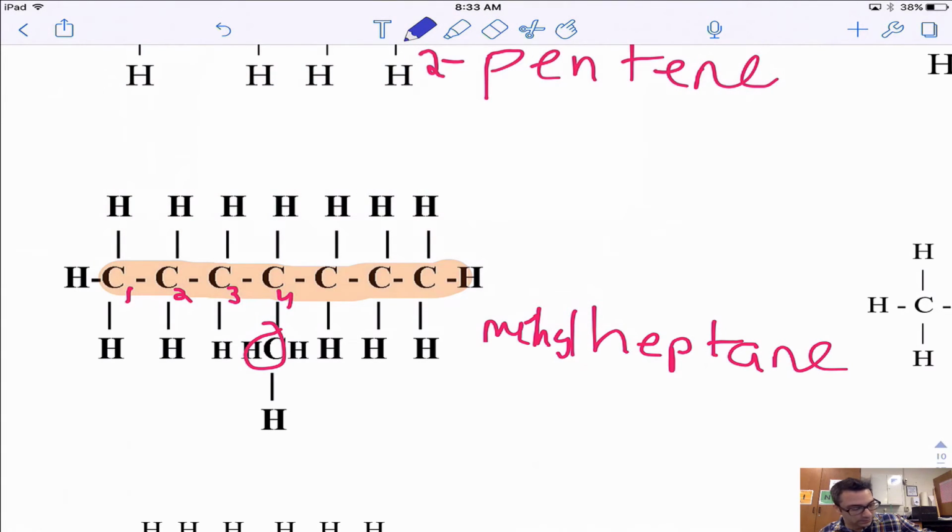So now it's test going in reverse. 1, 2, 3, 4. Wait a second. Doesn't matter where I put it. So I'm going to call it 4-methylheptane. When do you start numbering for these?